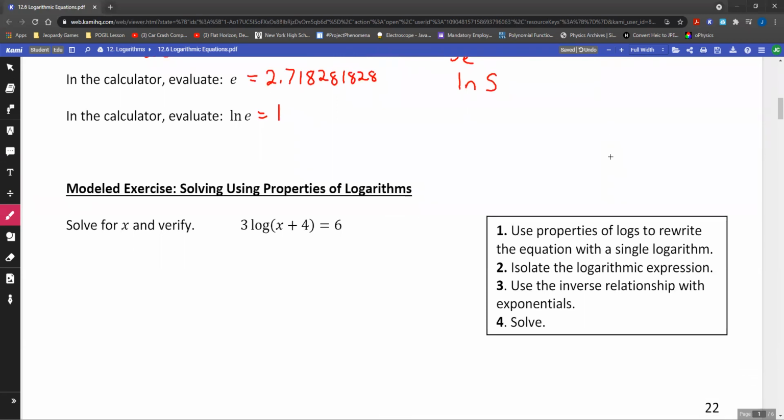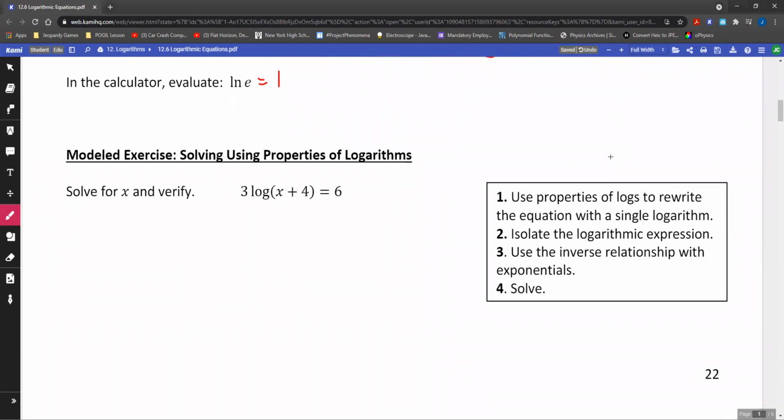Now, that's important to remember, because if you ever see a log or we're doing something with ln, you have to know that there is a base written in there: when it's written as log, it's base 10, and when it's written as ln, it's base e.